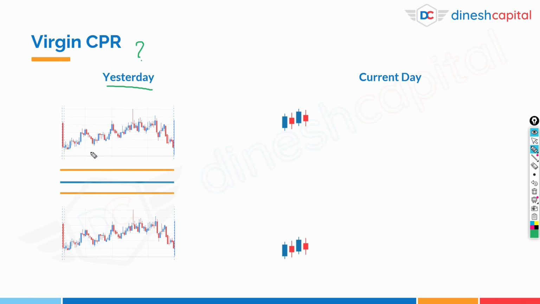One is where yesterday it traded above CPR or below CPR, but for the whole trading day, the market has not touched the CPR level. This kind of CPR is called virgin CPR. If the previous day traded like this or this, what you have to do is extend this level for the current trading day also.